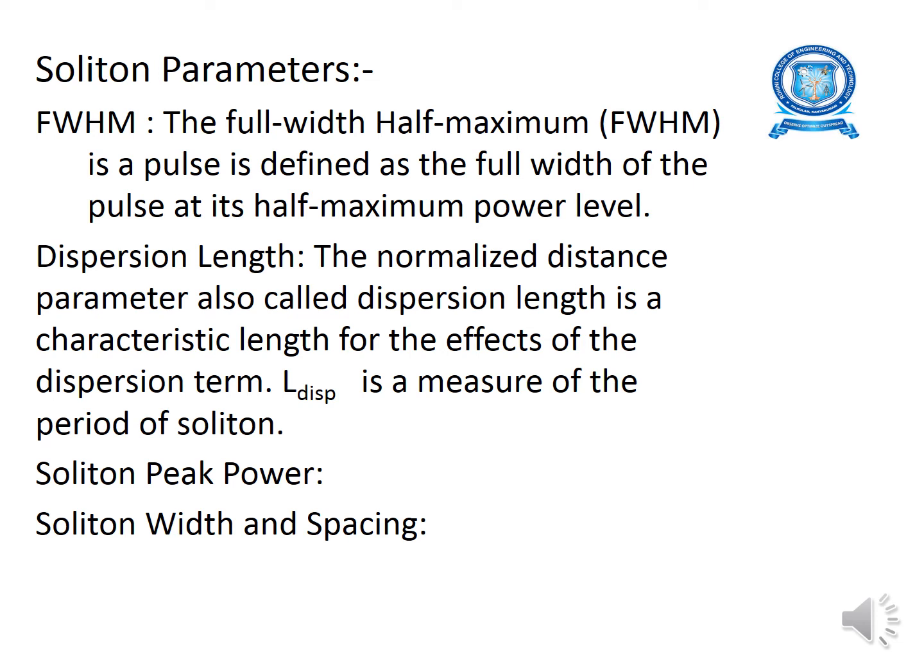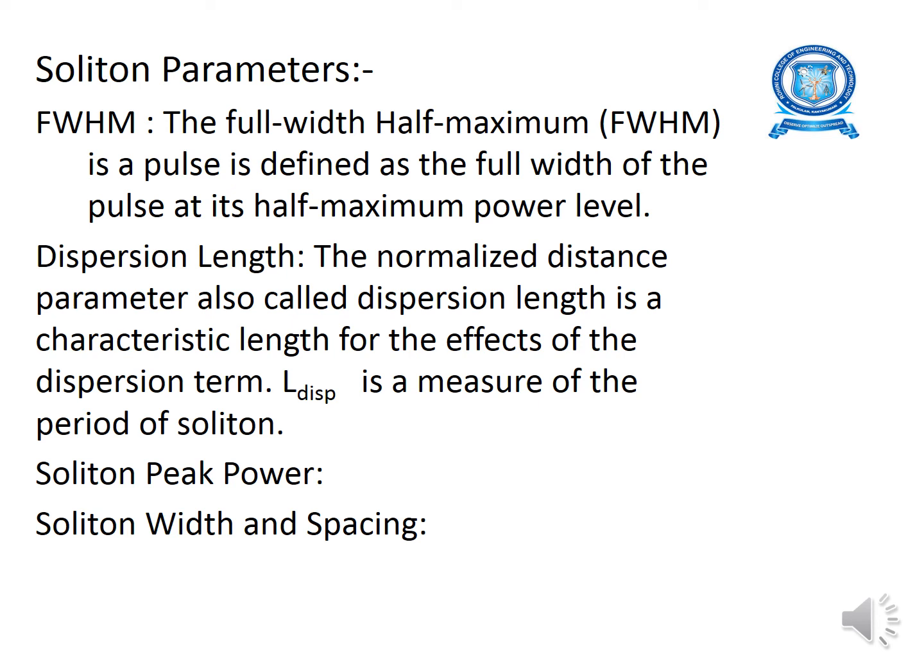And next we are going to see the dispersion length, L dispersion. The normalized distance parameter, which is also called the dispersion length, is a characteristic length of the effect of the dispersion term. L dispersion is a measure of the period of solitons and it is given by 2 pi c divided by lambda square into T naught square divided by T.